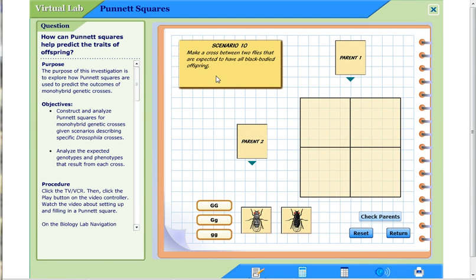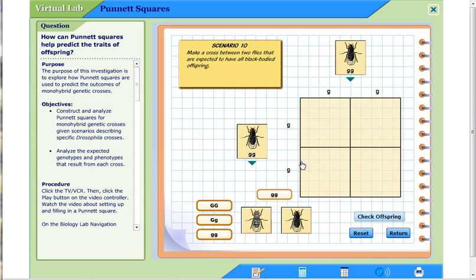Make a cross. Let's do number 10. Between 2 flies that are expected to have all black-bodied offspring. Well, that means all of them are going to have to look like this. Are going to have to be little g's and have black bodies. And so if I get my parent choices, is there any way I'm going to get a black-bodied baby out of this for all of them? No. Not all of them. You could get some out of this one depending on what the other parent was, but the only way you're going to have all black-bodied, double recessive, is if both parents are double recessive.